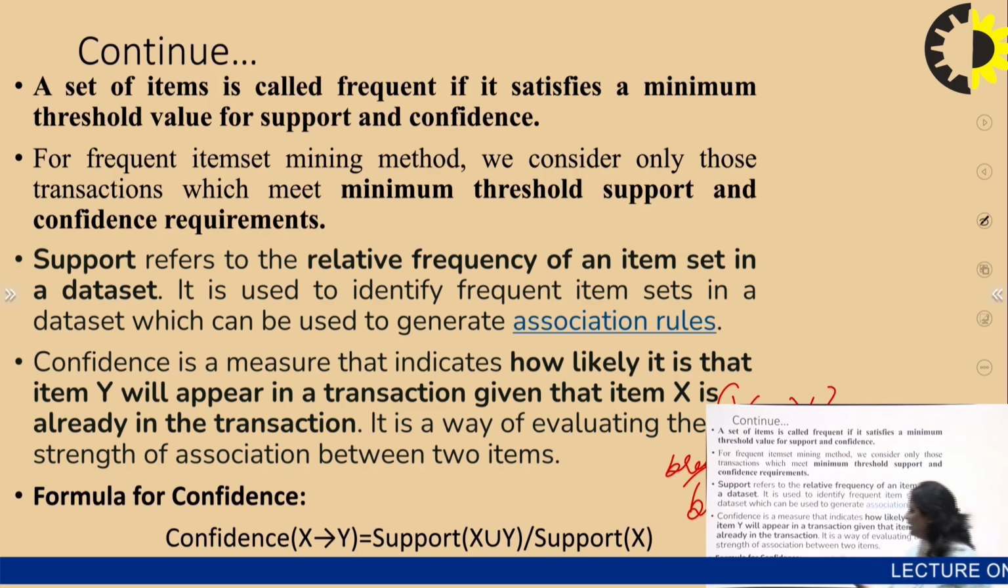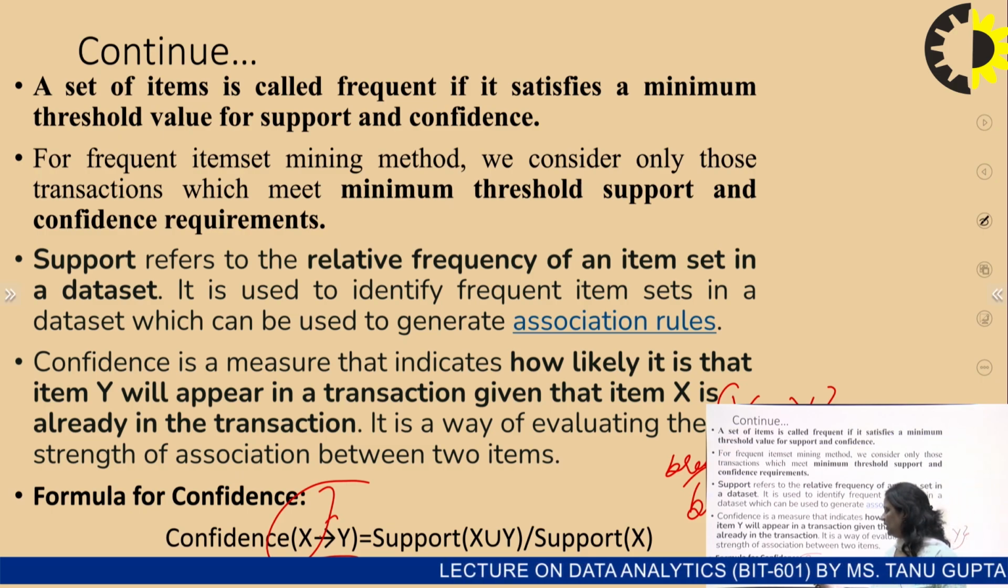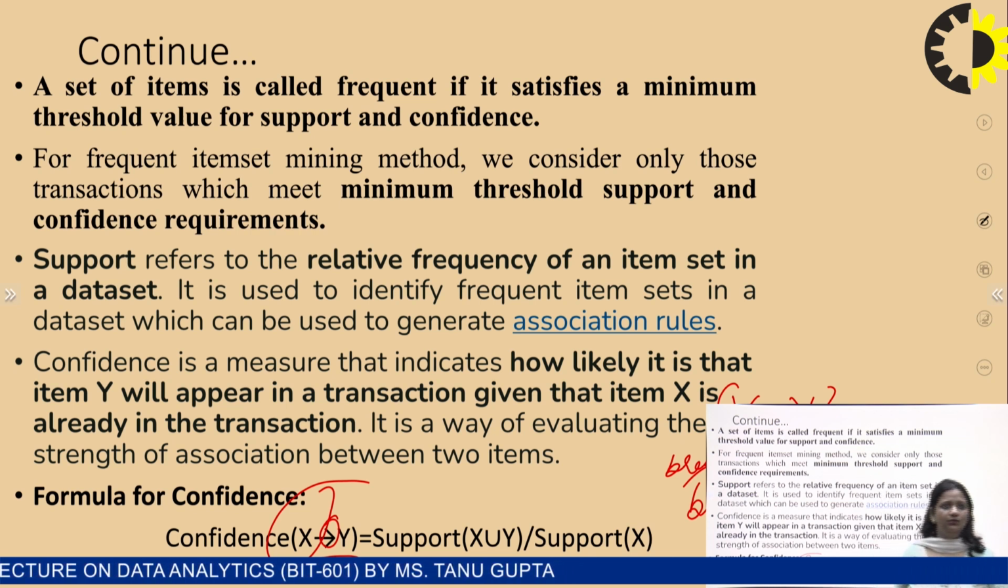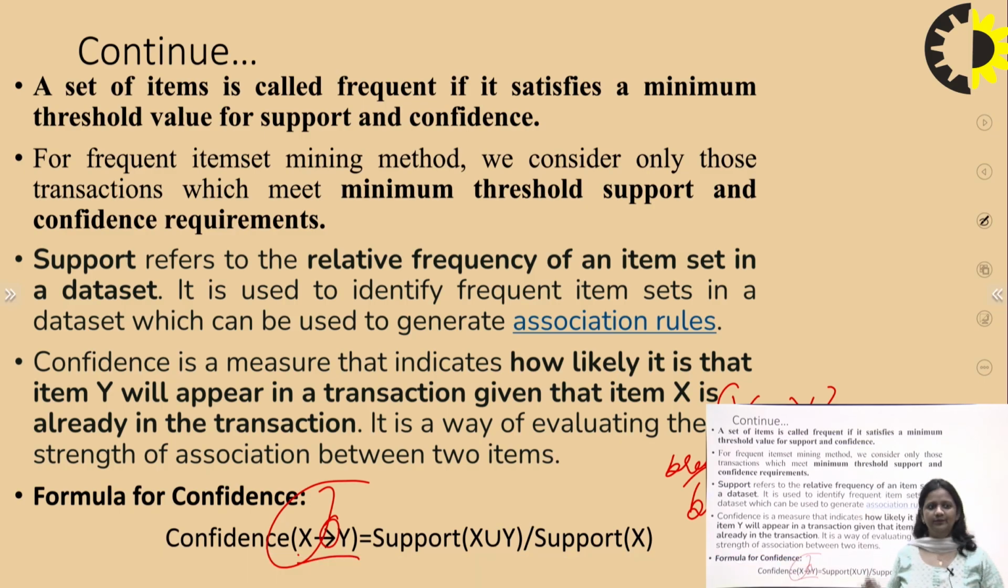The formula to find the value of confidence is denoted by X → Y. This denotes an association rule. It means: what is the chance that item Y will appear in a transaction given that X is already in that transaction? So how do we find the confidence? Confidence of X → Y is equal to the support of X union Y, the frequency count of X and Y, divided by the support of X, the value on the left side of the rule.